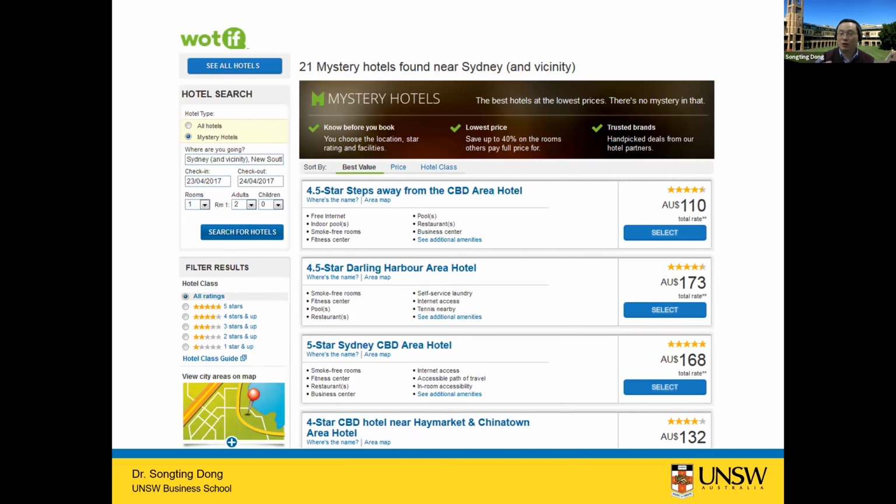A similar example is called opaque inventory. I also got this screenshot from Wotif. Wotif is a website where you can book hotels. It's very popular in Australia. And they have what they call mysterious hotels. So basically it tells you information about the hotel, 4.5 star or even 5 star, right? But you don't know which hotel exactly it is. And you can see you pay a very cheap price for even a 5 star hotel. I think for a typical 5 star, you would perhaps pay at least 300-400, right? But you still stay in a 5 star hotel. It's just that you don't know which hotel you are staying in, and you get a lot cheaper price.